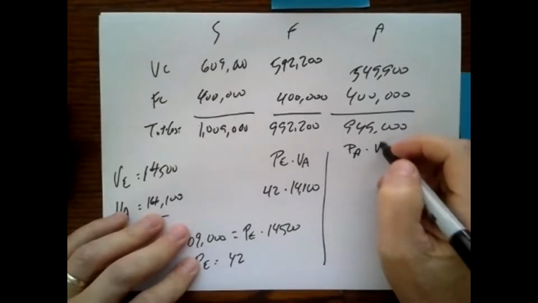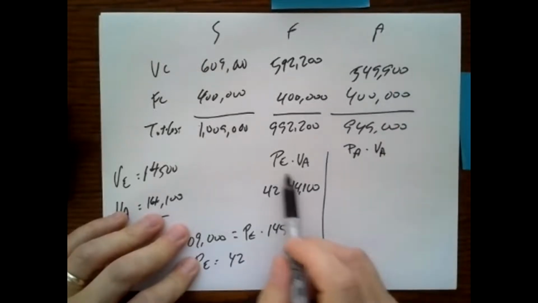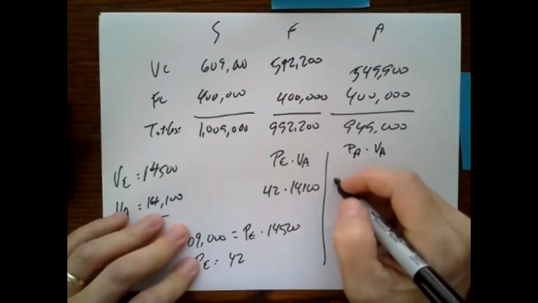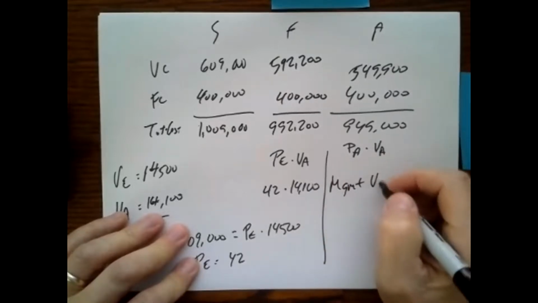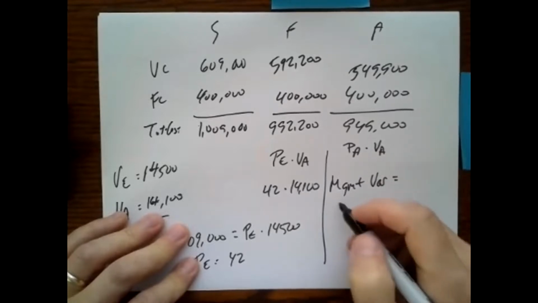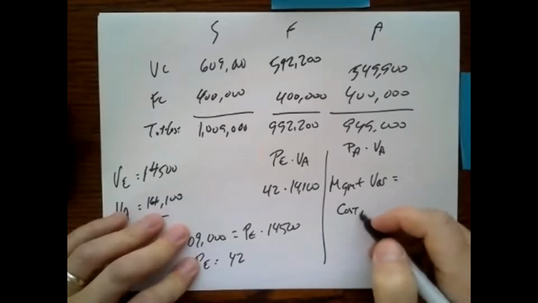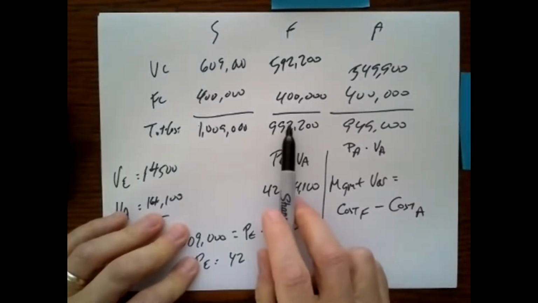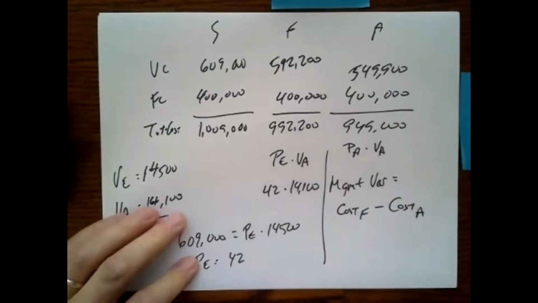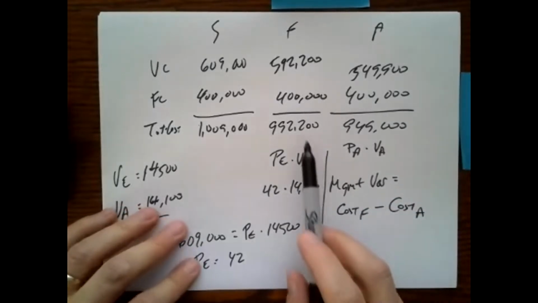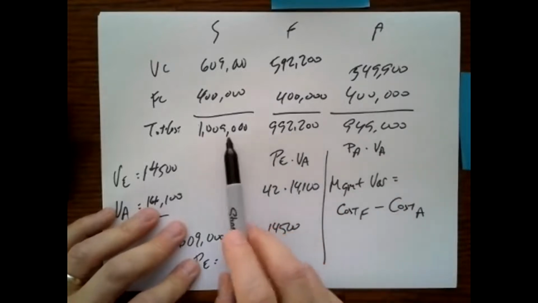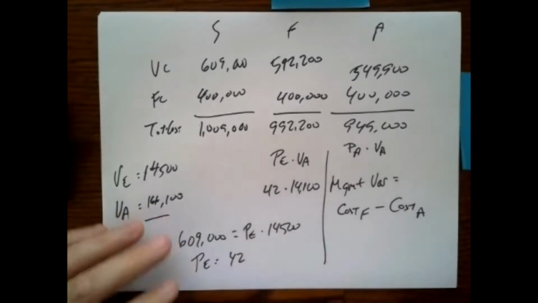This is price actual times volume actual, right? Actuals. And so it's the comparison between actual and flex. So management variance equals the cost flex minus cost actual. And notice we're going left to right instead of right to left like we did with revenue. Why? Because we want the actual to be smaller than the expected.